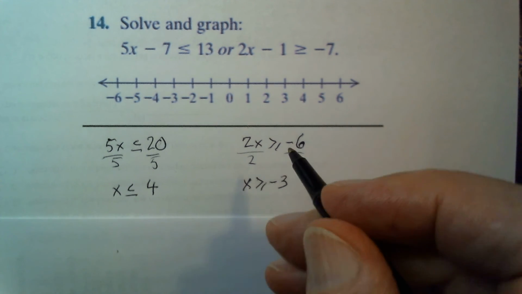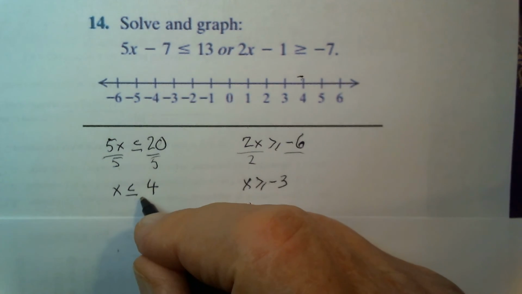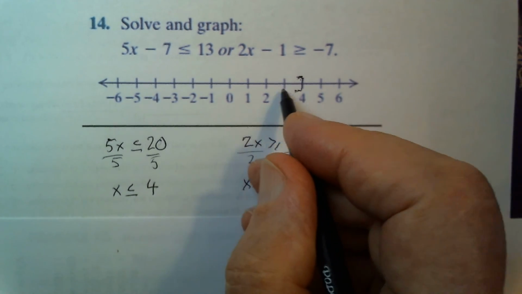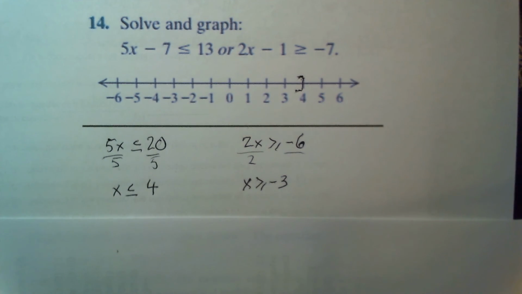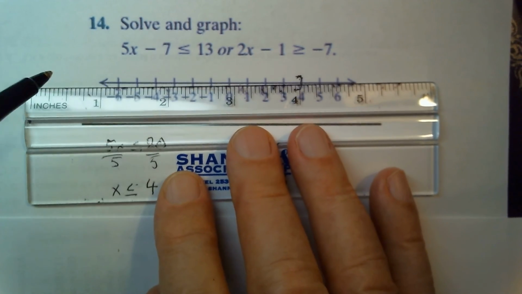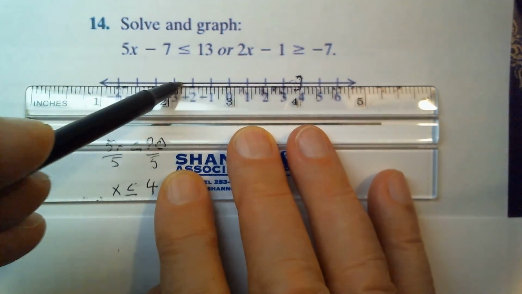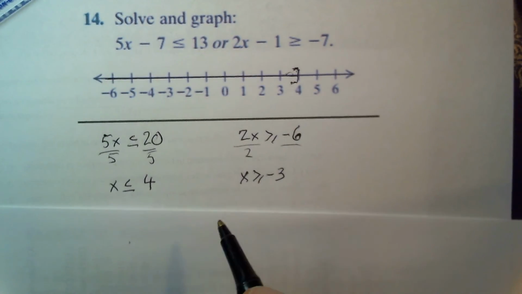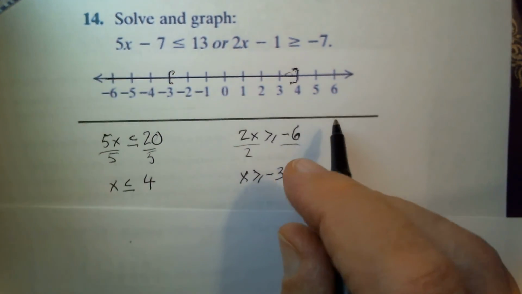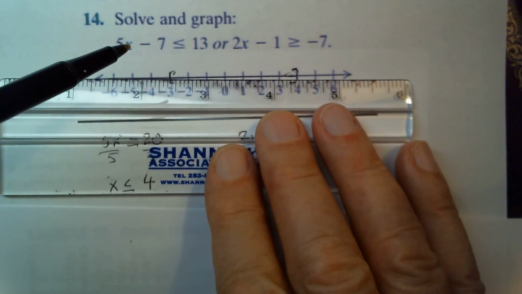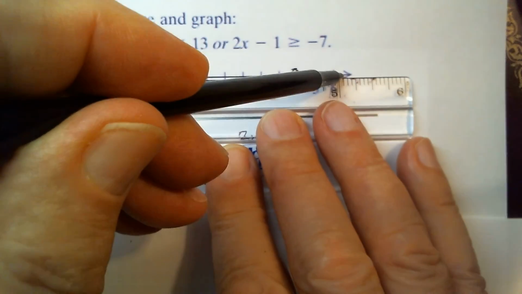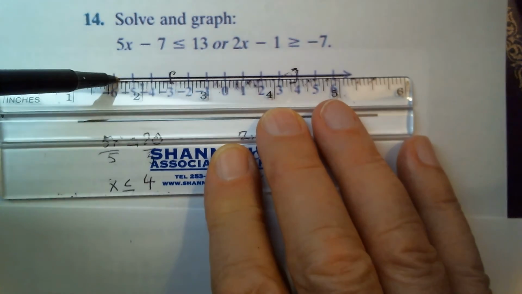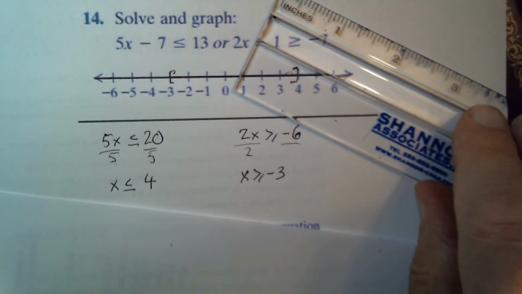So when we graph these solutions, we find that for the first one here on the left side, x less than or equal to 4, that's all the numbers to the left of 4. And so let's do that. And when we graph the solution to x greater than or equal to negative 3, that would be all the numbers to the right of negative 3 that are greater than negative 3. And so what we discover then is that the solution set is a set of all real numbers. In other words, we make this whole line a solid line to represent a set of all real numbers.